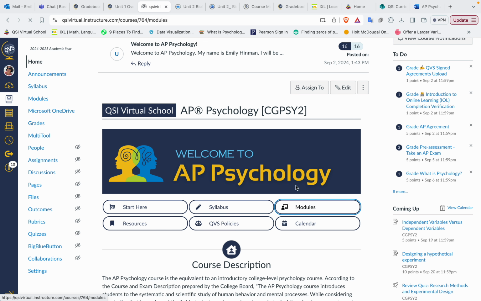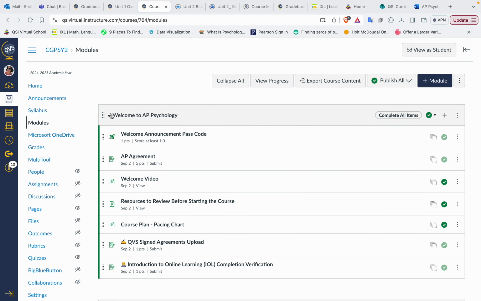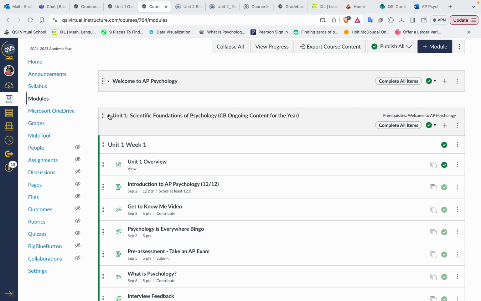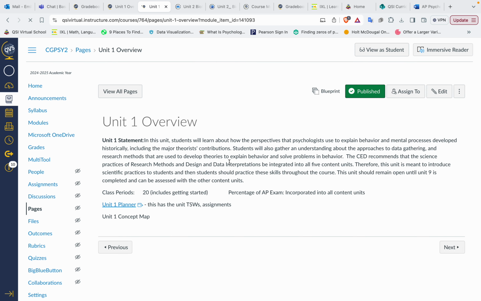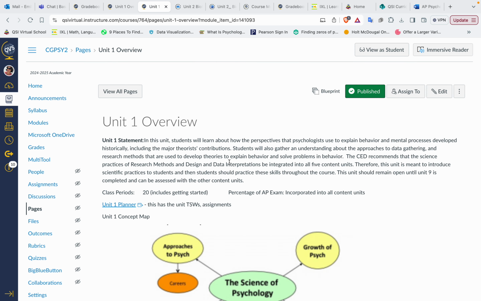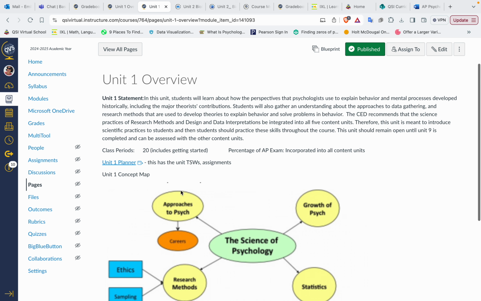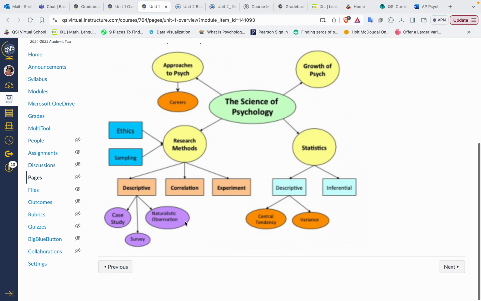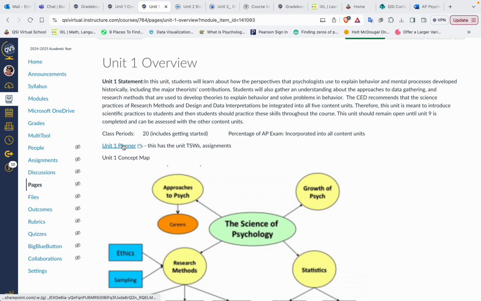You will come to the end of Unit 1, and when you do, I want to make sure that you understand how you're being graded. So please keep in mind that for every unit, at the very beginning, I provide you with this overview. This is just good to read through. It has the unit statement, how many class periods, if we were doing it in classes, we would do, the major ideas of it, and then you'll also see there's a planner here.